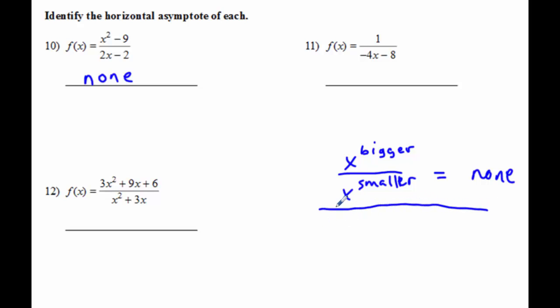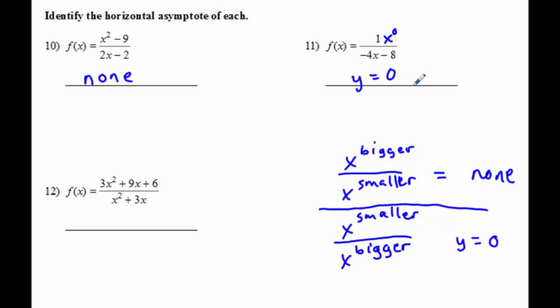The next one, number 11, what's happening is our exponent is smaller on top and bigger on bottom because there isn't an x on top at all. If there's not an x on top, that's like there's an x to the 0. Shh. Stop having fun. Cut it out. Don't cut that out. X to the 0 over negative 4x. It's smaller on top, so this is when y equals 0 is our horizontal asymptote.